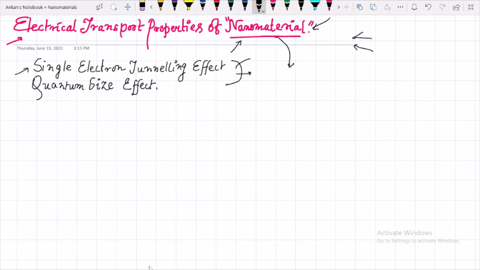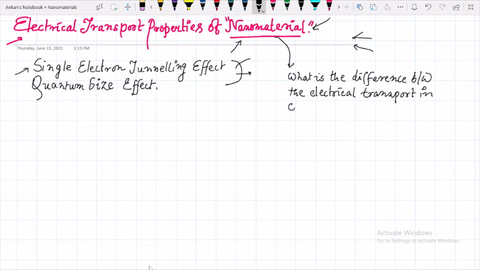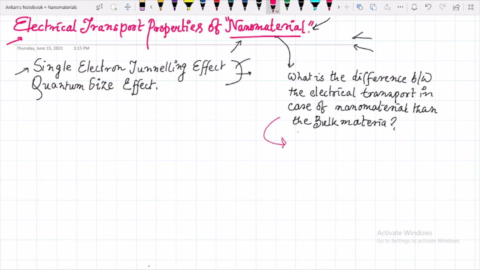So if you are asked what is the difference between the electrical transport in the case of nanomaterial and the bulk material, the answer is quantum mechanics.